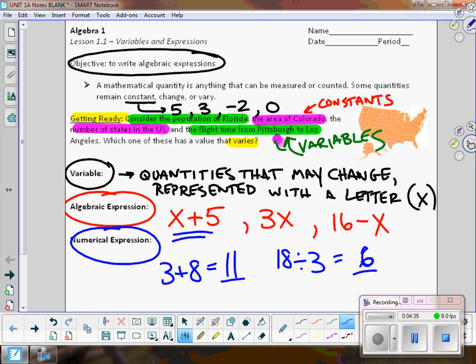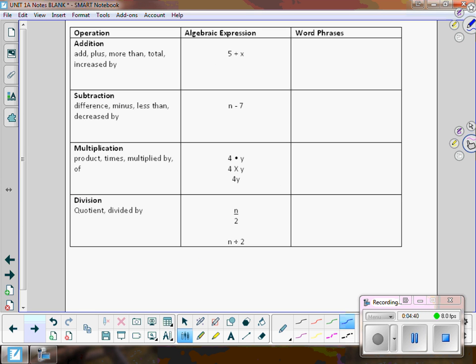Okay? Next, let's go to the table, where we're going to talk briefly about some operations that we're going to see in math. And the first one is addition, and these are some terms that you might see with addition: more than, the total, it's increased by. You're used to seeing this as plus, 5 plus x. But you might think of it as x more than 5. All right, those are two word phrases we could use to describe 5 plus x.